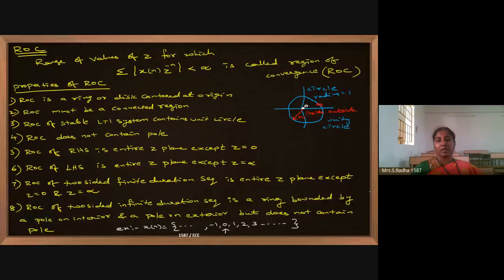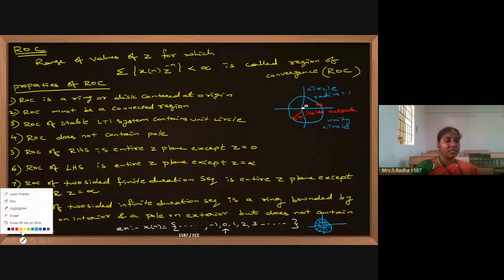In this case, ROC will be a ring or a disc centered at the origin, meaning a smaller circle and a bigger circle. ROC will be in between these two circles. And we will say what is the radius of inner circle and what is the radius of outer circle. That radius is pointed out by a pole. ROC does not contain pole, but ROC will contain the circle. It is bounded on interior and exterior by a pole.